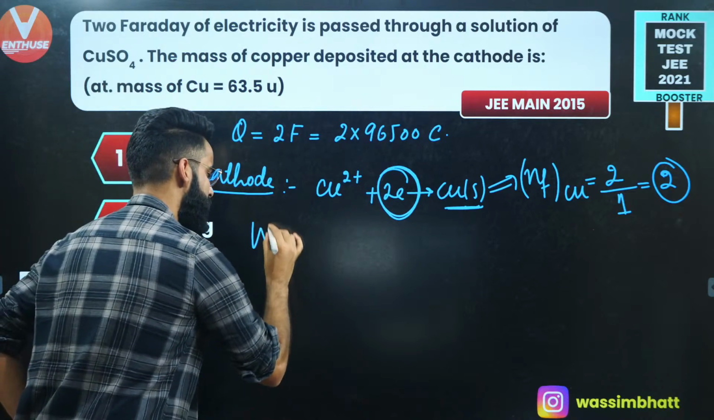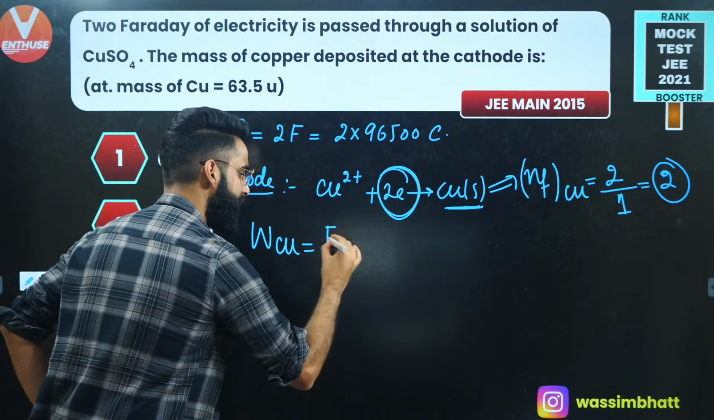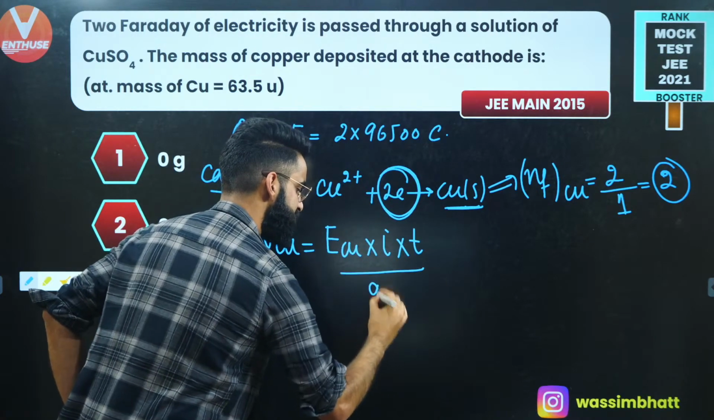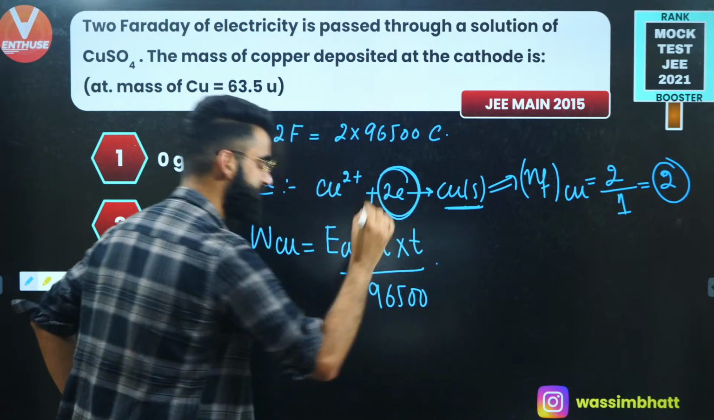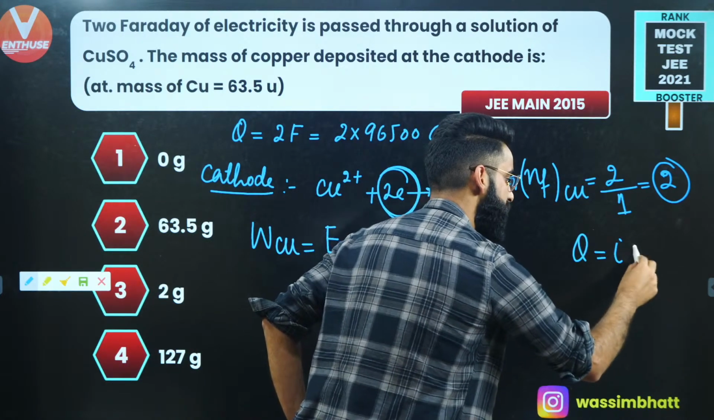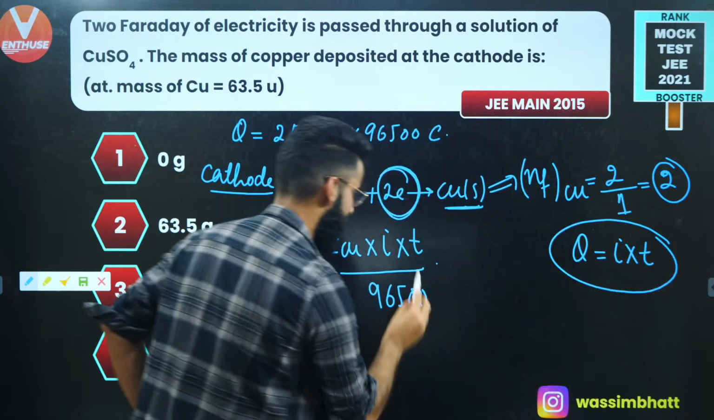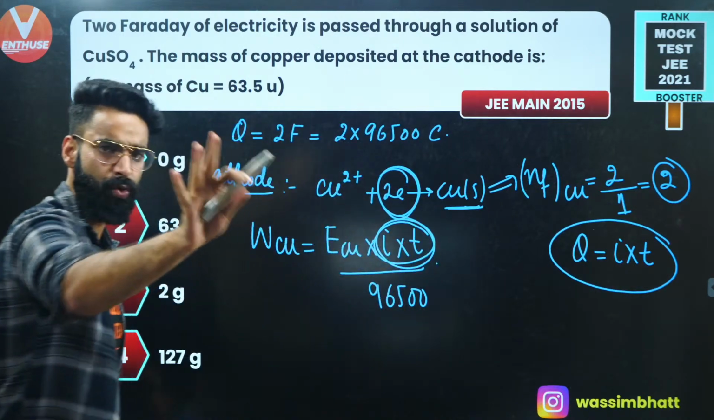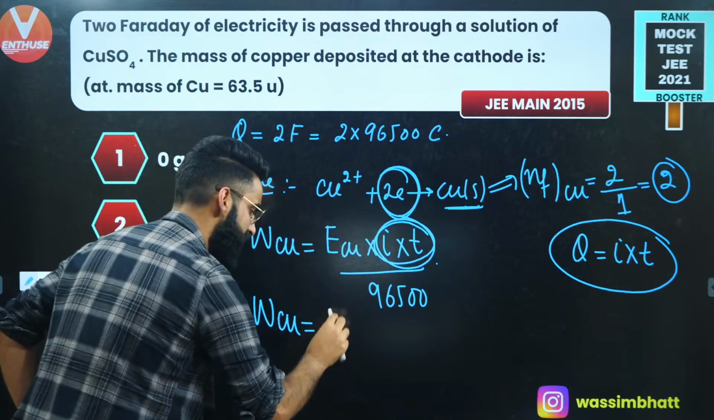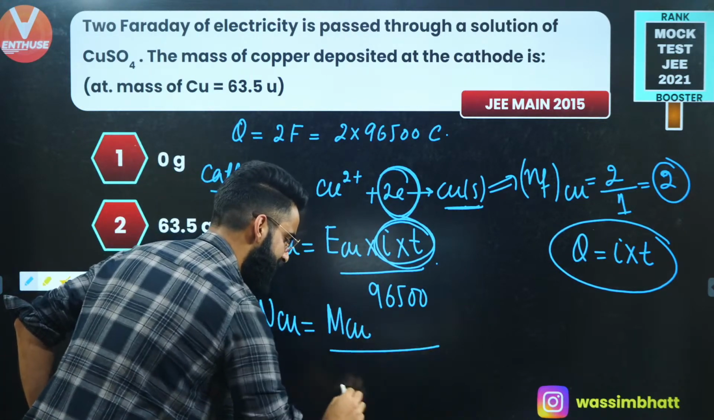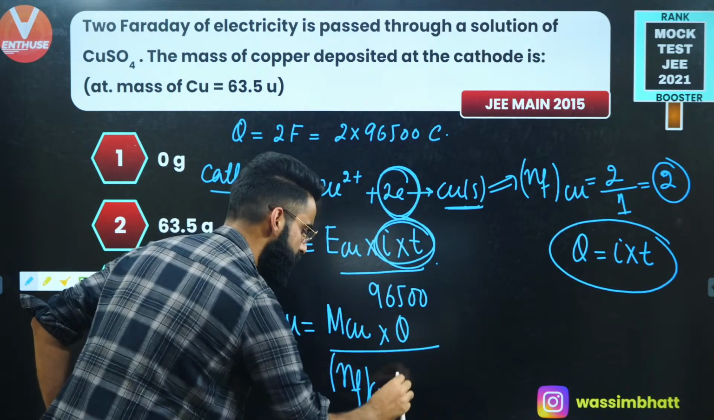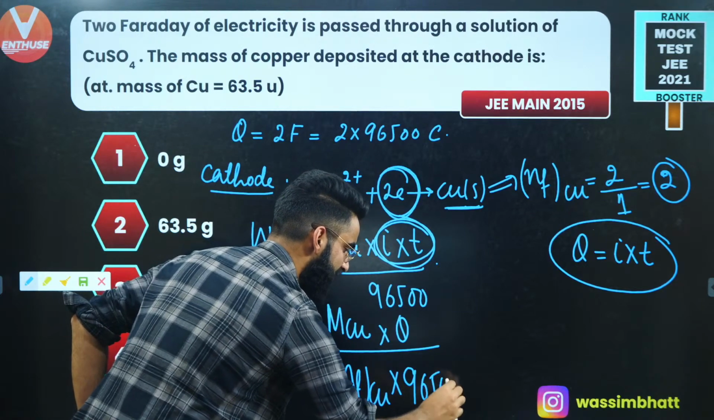I'll write: mass of copper deposited is equal to equivalent mass of copper multiplied by current multiplied by time divided by 96500, as per Faraday's first law of electrolysis, right? But at the same time, you would have heard something like this as well: Q is equal to I multiplied by T. So instead of I multiplied by T, I can write Q as well. Mass of copper deposited should be equal to equivalent mass of copper, which is molar mass of copper divided by n factor of copper, multiplied by Q, and in the denominator you have got 96500 as well.